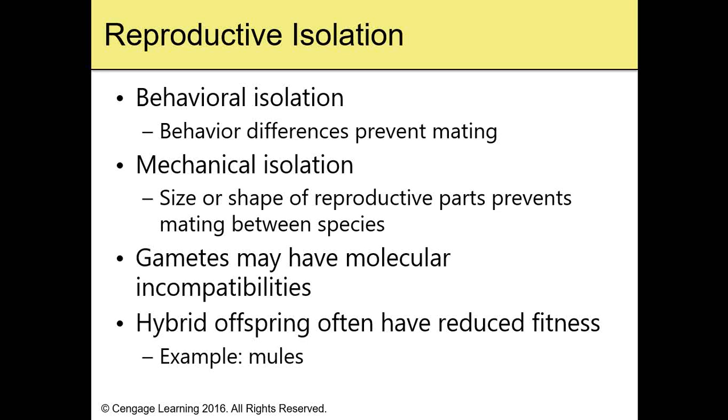A lot of times, even if you have two different species that can breed and make offspring, those hybrid offspring have reduced fitness. Probably the classic example of this is a mule. That's a horse and a donkey. They can have babies together, even though I think they have different numbers of chromosomes. But the resultant offspring, which is called a mule, is sterile. They can't have babies.